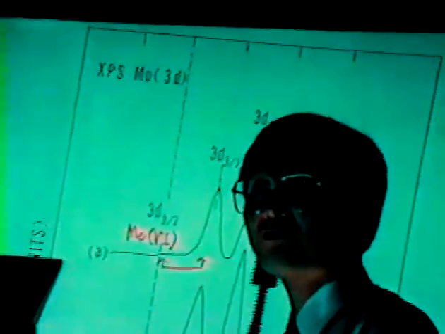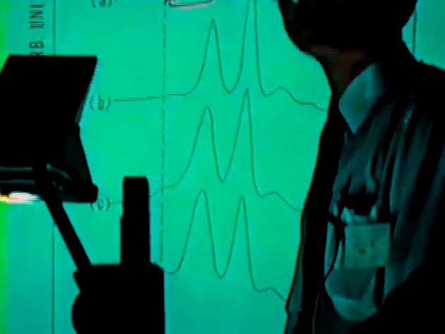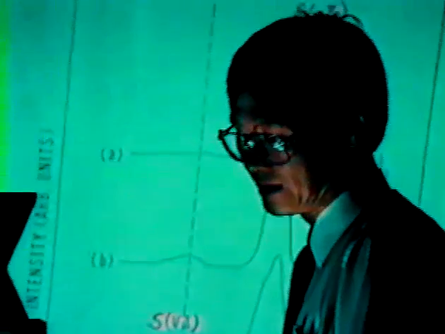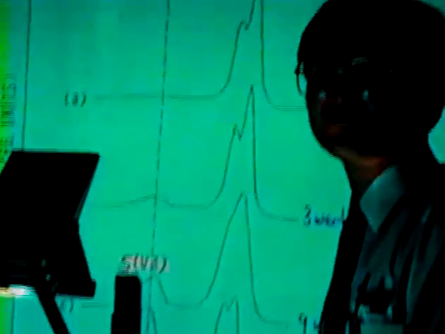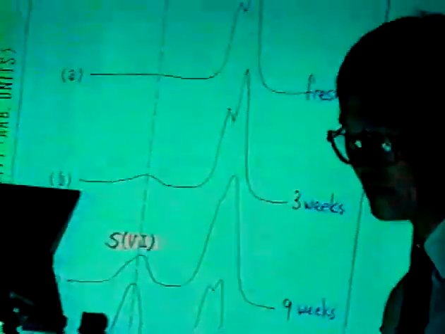We found that part of the molybdenum 4 species from MoS2 turned into molybdenum 6 species, as this shoulder indicates. At the same time, the sulfur species, initially sulfide, changed to sulfur 6 species, probably sulfate species, as the exposure of the catalyst to the atmosphere is extended.